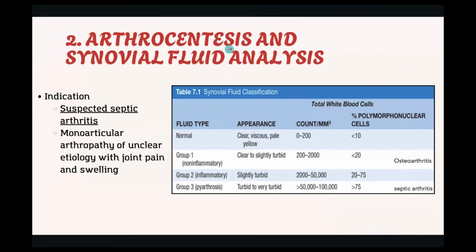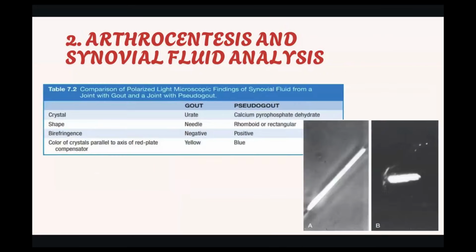We have the arthrocentesis as well, indicated in suspected septic arthritis. I'm pretty sure you talked about this in the previous crash course, so I'm not going to go into the details of the findings. Just understand that there are specific indications of arthrocentesis and that they help us understand the appearance of the fluid, the count of the white blood cells, and other details that are going to help us better assess the patient. Again, it can also identify gout and pseudogout.